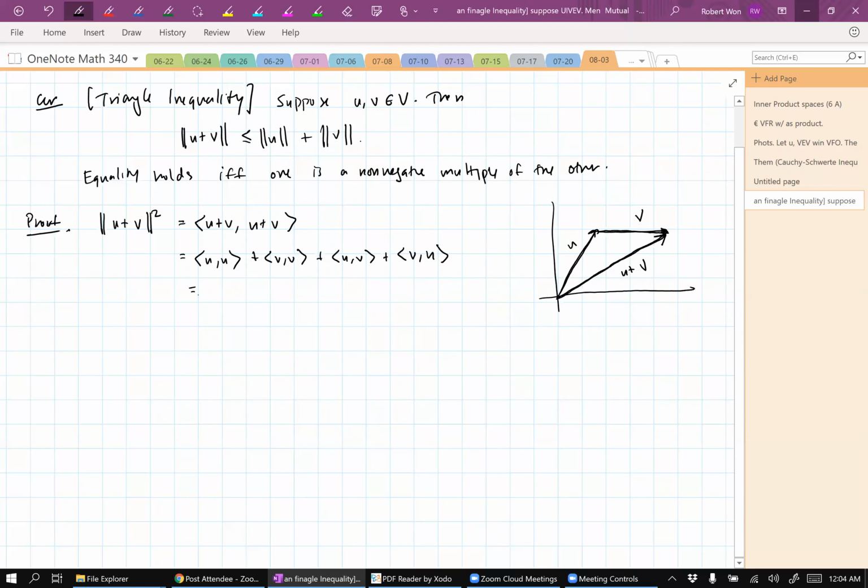Now, though, this one is the norm of u squared. That's good. This one is the norm of v squared. That's also good. Here, I don't know that u and v are orthogonal. As I've drawn them, they clearly aren't. But we can at least use the complex conjugate to swap the order in the second one. Now at least they're in the same order.